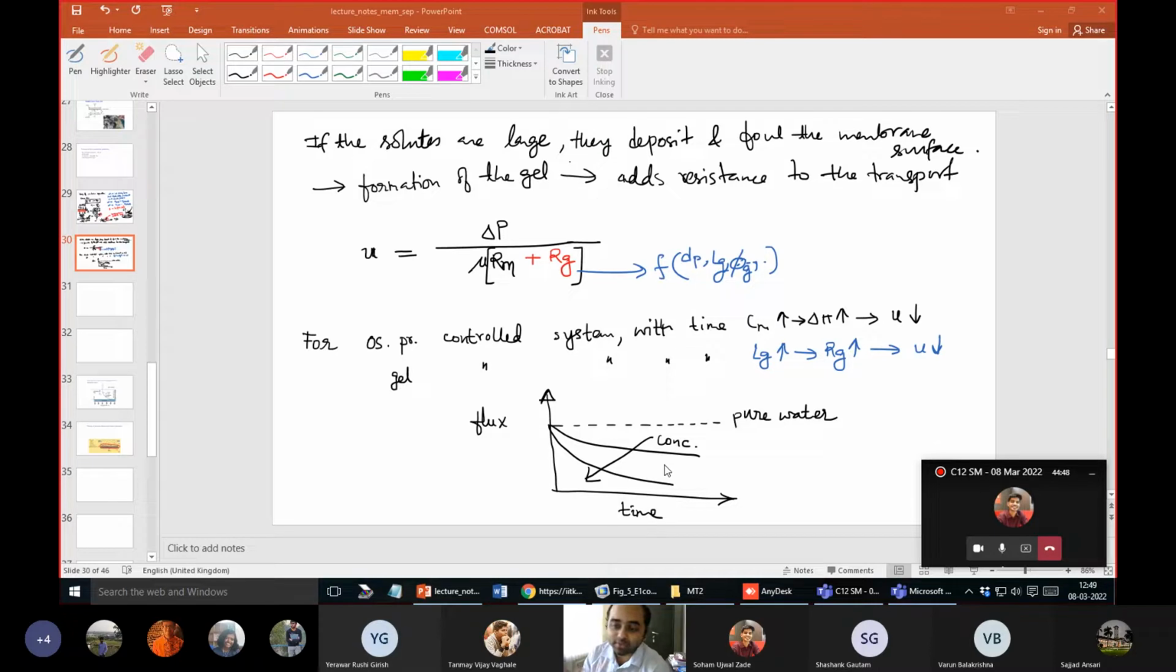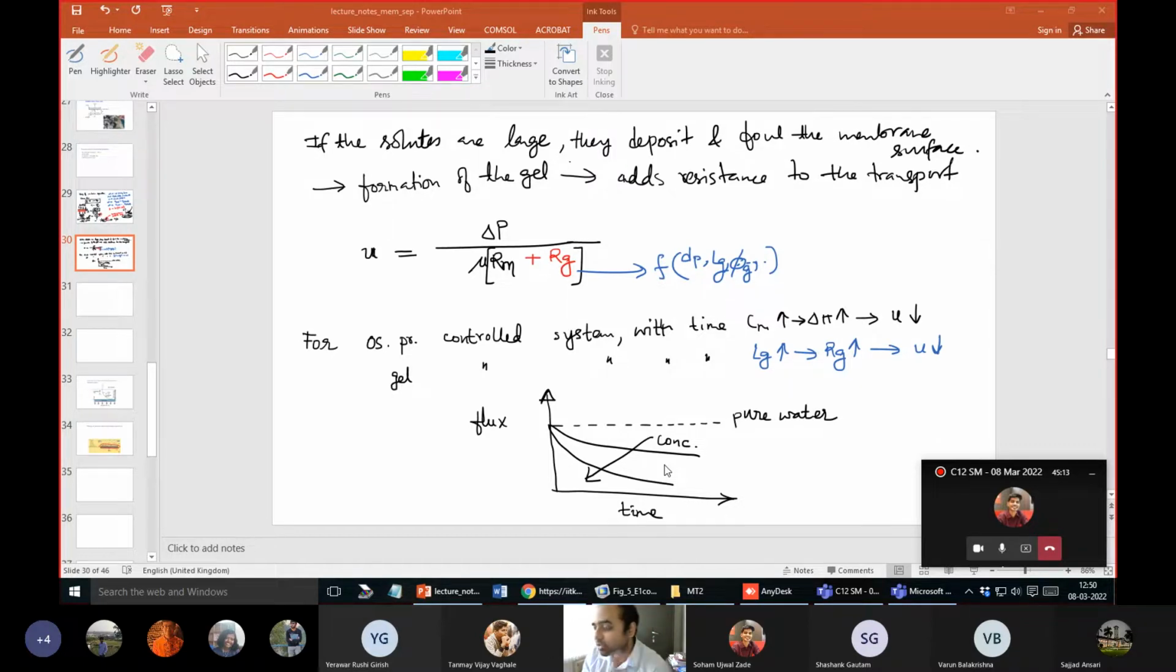Instead of a continuous flow, if you have a flow in pulses, that has been found to have a more prominent effect in dislodging these particles. So pulsating flow is one thing. Another important thing is that you can modify the surface of the membranes.